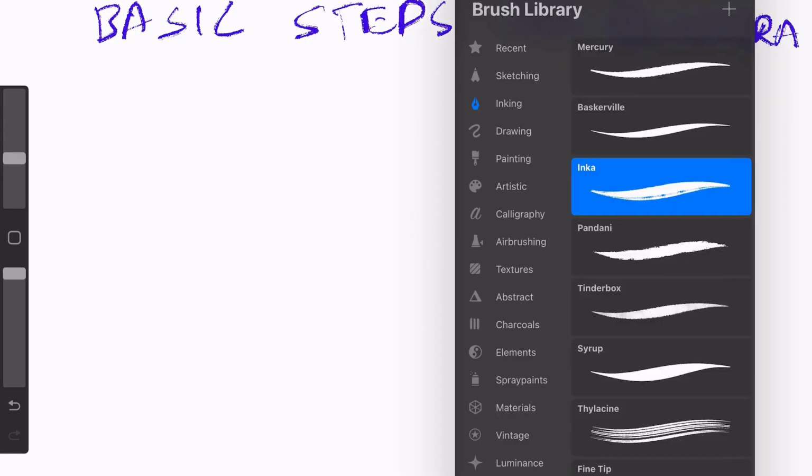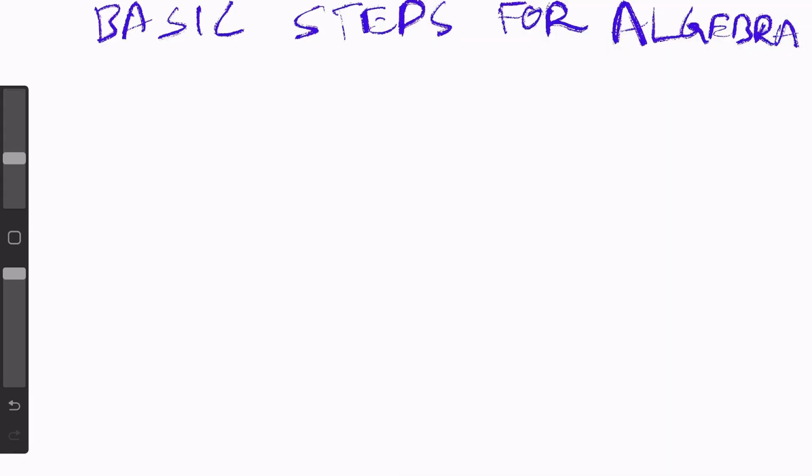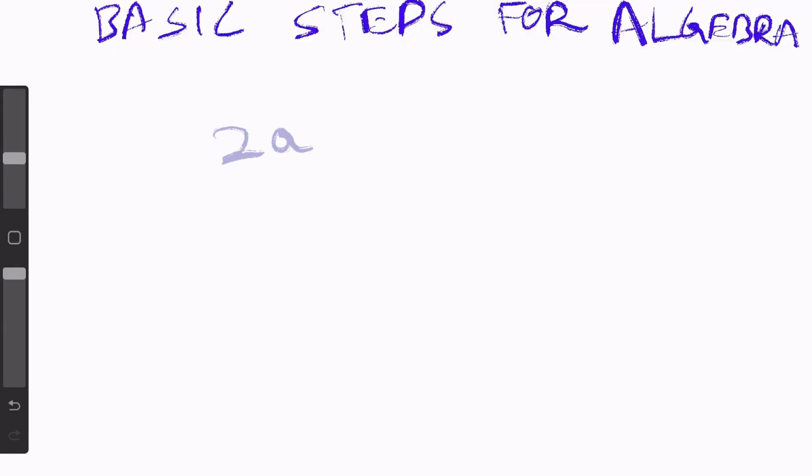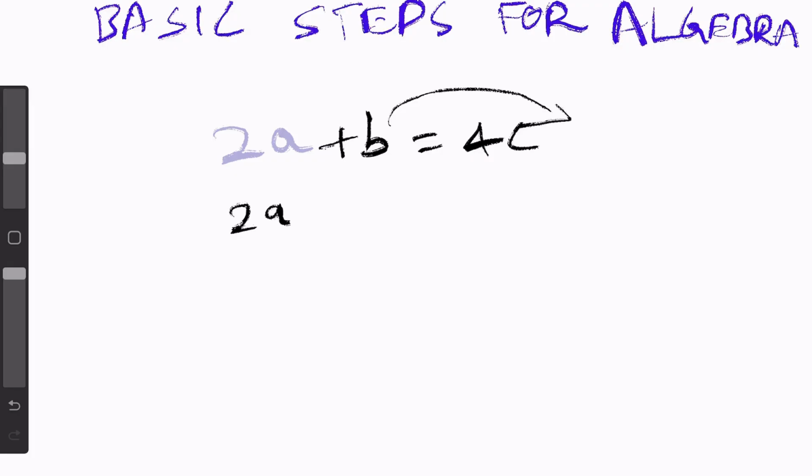Now we know the basics of an equation, right? So, you understood what an equation is now. Let's go with an example. Take 2a plus b equals 4c. In order to send b to the other side, what will happen? 2a equals 4c minus b, right?